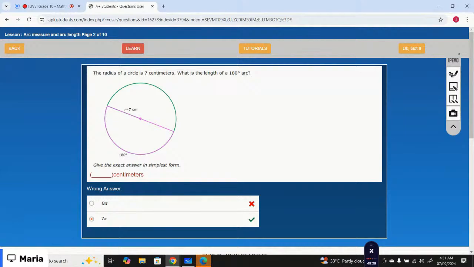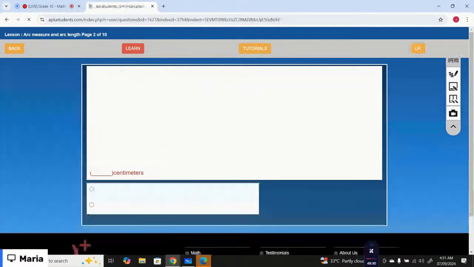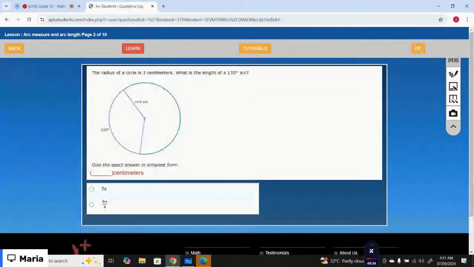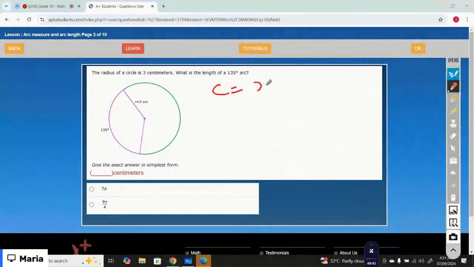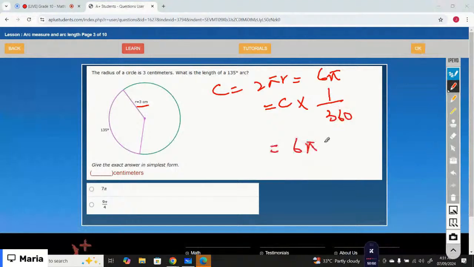Let's move on to the next one, that is the radius of a circle is 3 centimeters. What is the length of a 135-degree arc? First thing is you need to find the circumference, that is C equals 2 pi r, so the radius is 3, 2 times 3 is 6 pi, right? Now you need to find the length of the arc. How do you find it? C times m divided by 360 degrees. So that is 6 pi times 135 divided by 360. So which is the correct option?